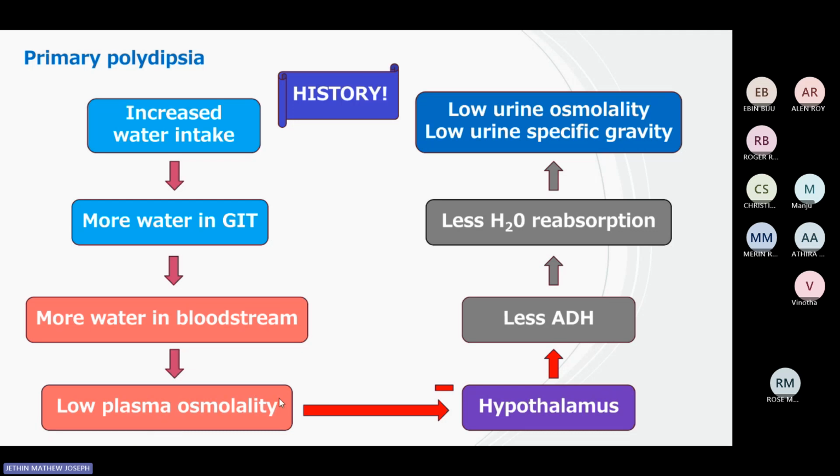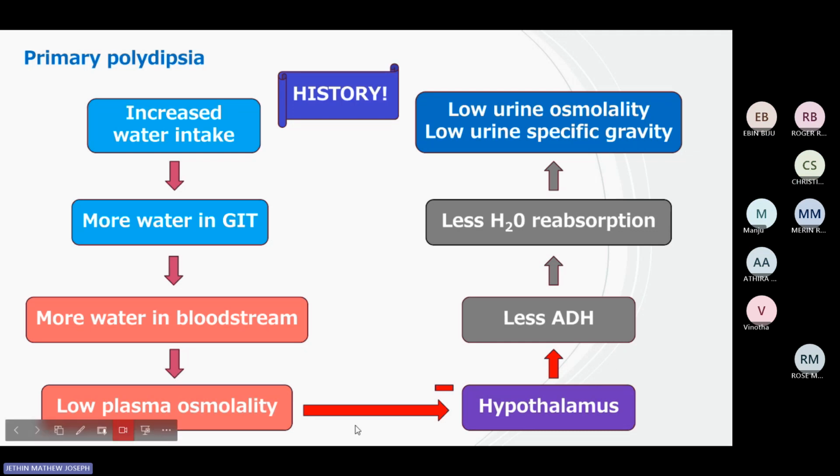And because of a low plasma osmolality, it is going to inhibit the hypothalamus. Because of that, less ADH will be released and there is less water reabsorption. And because of that, your urine osmolality is going to be low. There is less water being reabsorbed from the kidney because your hypothalamus was suppressed by a low plasma osmolality. There is less ADH, there is less water reabsorption, and urine osmolality is low. Urine is dilute. So this can also be measured.